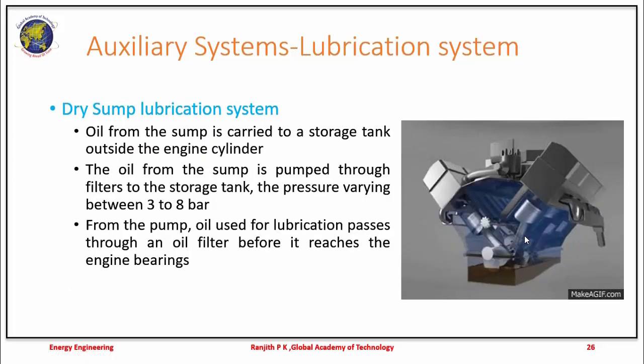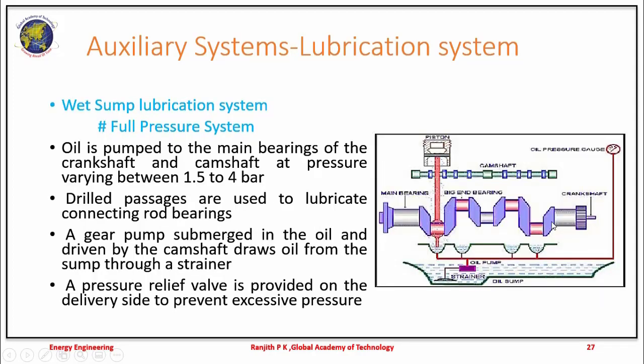In case of a dry sump lubrication, the oil from the sump is carried to a storage tank which is usually outside the engine cylinder, and then the oil is pumped through the filters to the storage tank with pressures varying between 3 to 8 bar. And from this pump, the oil is used for lubrication, which passes through an oil filter before it reaches the engine bearing. In the wet sump lubrication, there is also the full pressure system. The oil is pumped to the main bearings inside drilled passages. The pressure relief valve is provided on the delivery side to prevent the excessive pressure that is usually generated.